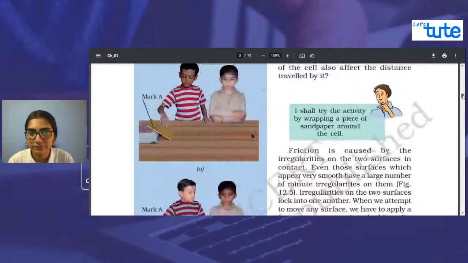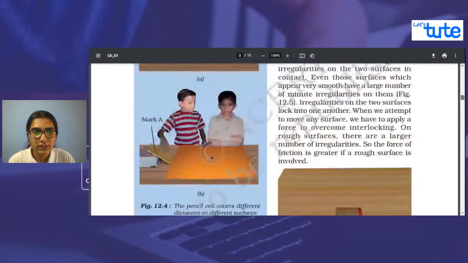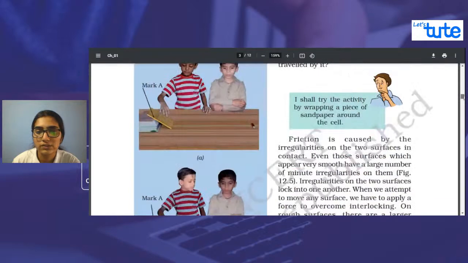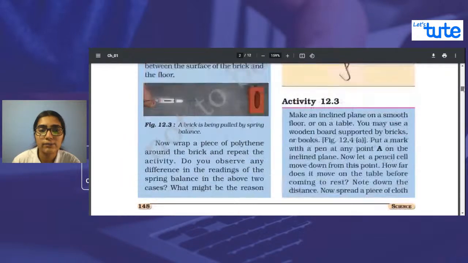Now, one reason was the surface. So one reason for increase in friction is the surface. The greater the irregularities, the more would be the friction. Let's go through this. In fact, there is one more factor affecting friction.